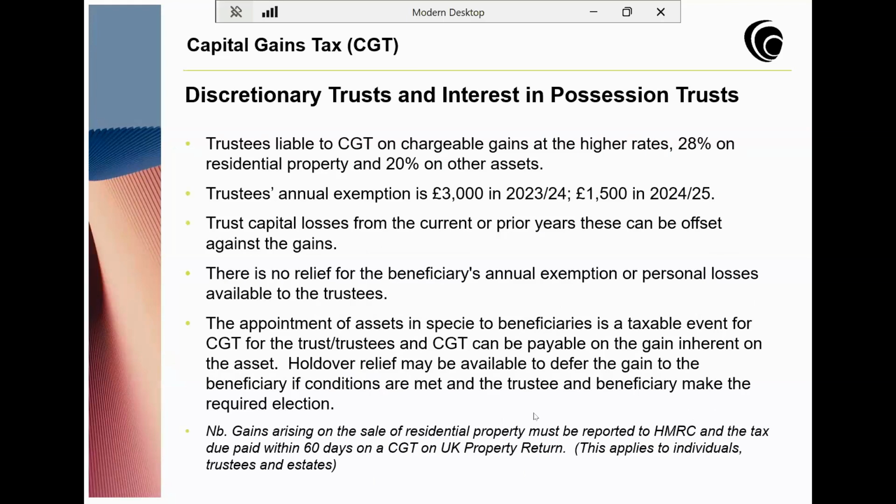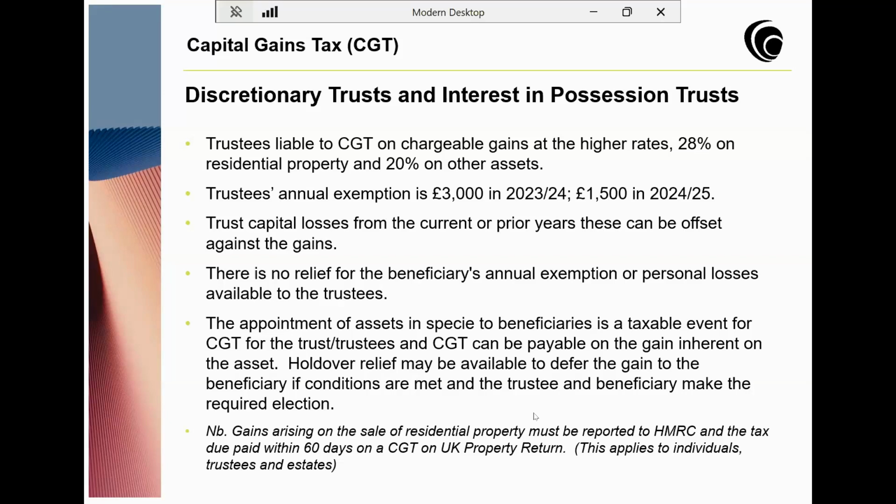Discretionary trusts and interest in possession trusts, the trustees in both of these situations are liable to capital gains tax at the higher rate, so 28% on residential property and 20% on non-residential property gains. When the trustees appoint assets out of the trust, that is a chargeable event for capital gains tax purposes. So trustees need to ensure they have funds available to pay the capital gains tax in those circumstances.